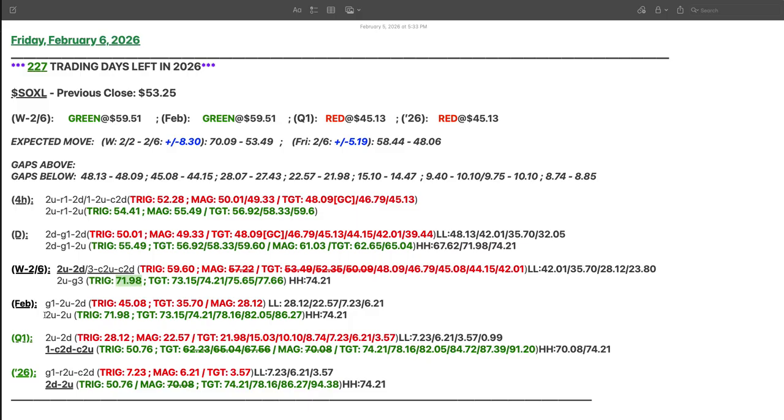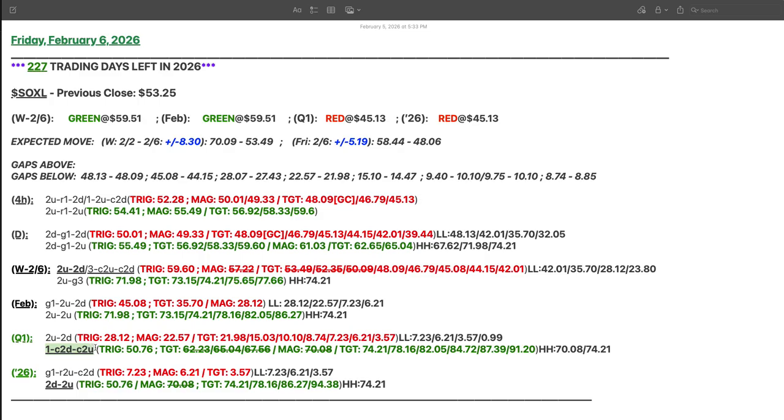Anyways, on the month, again, we're inside. Really need to defend against that 45.08 level so that we don't trigger this 1-2 up, 2 down. If we do trigger, first target would be 35.70, but ultimately the magnitude for that move is all the way down there at 28.12. So again, need to defend that 45 level pretty good. To go 2 up on the month, we got to get up to that 71.98. So again, we may not do it tomorrow, but we've got 3 weeks left in the month. So give it some time, and especially if we can defend that 45.08 level, there could be more upside for us.